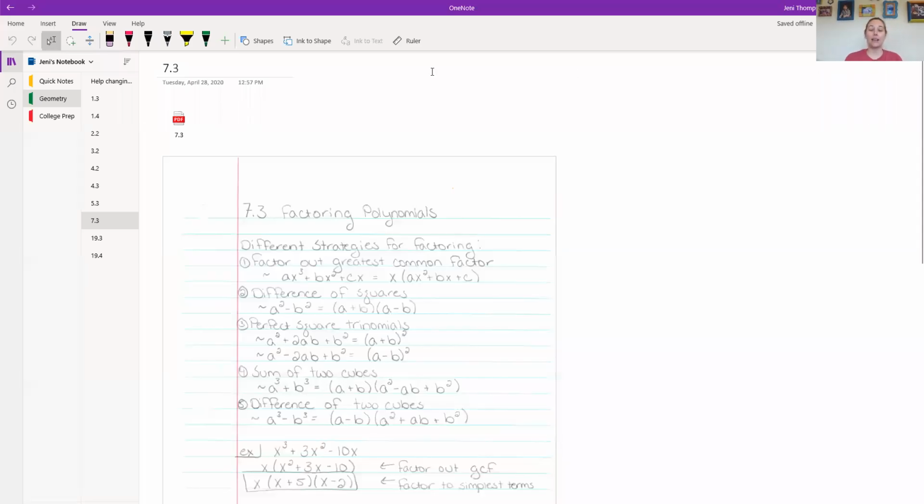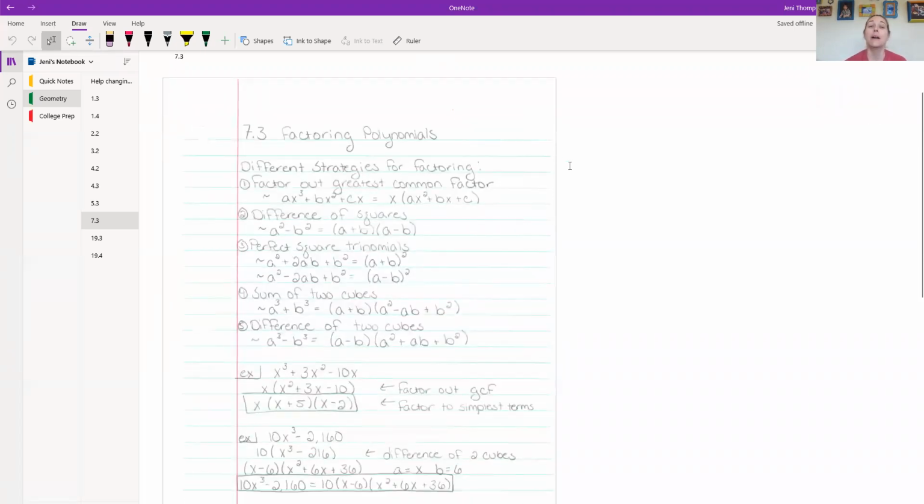Hey, let's talk about 7.3. This is our last assignment for the year. Let's talk about factoring polynomials. Okay, so there's different strategies. There's different strategies for factoring.